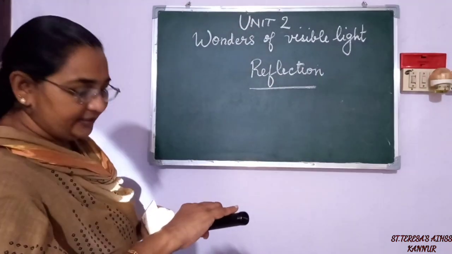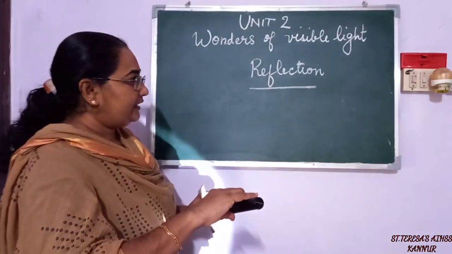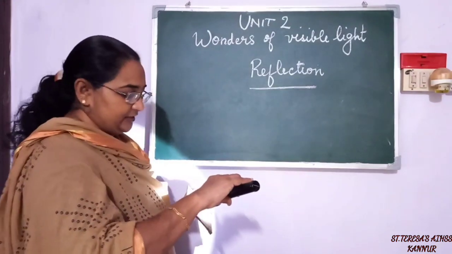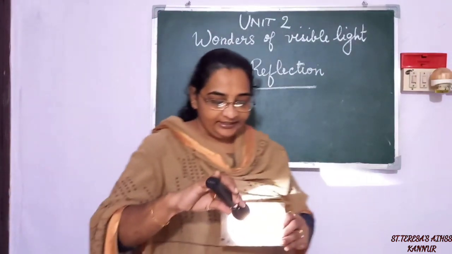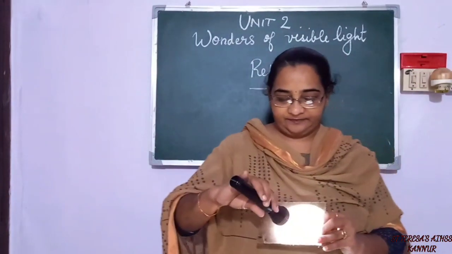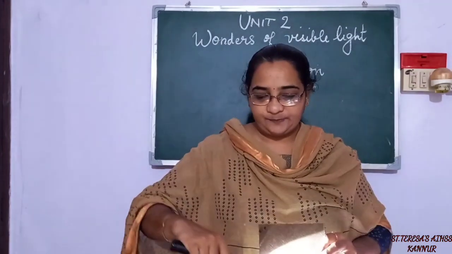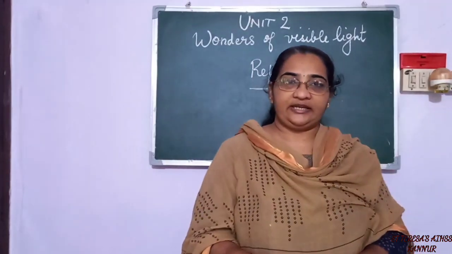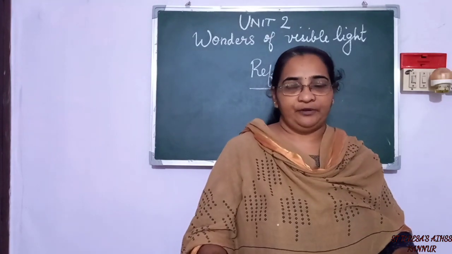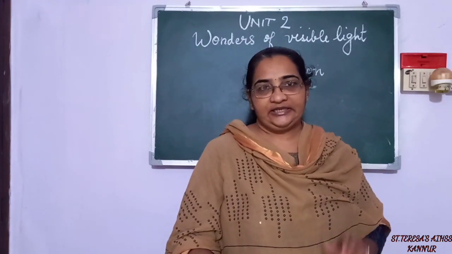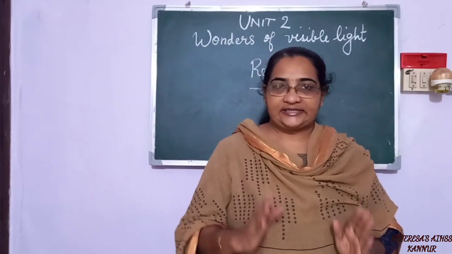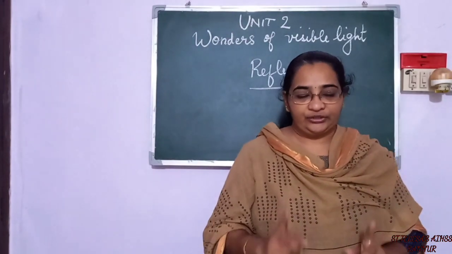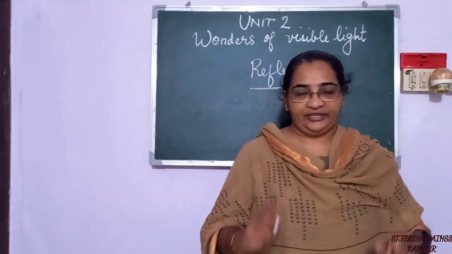Is reflection happening there? We know it's not happening, isn't it? Here itself, it is getting spread out. So, reflection does not happen in all types of surfaces. So, there are two types of reflection.